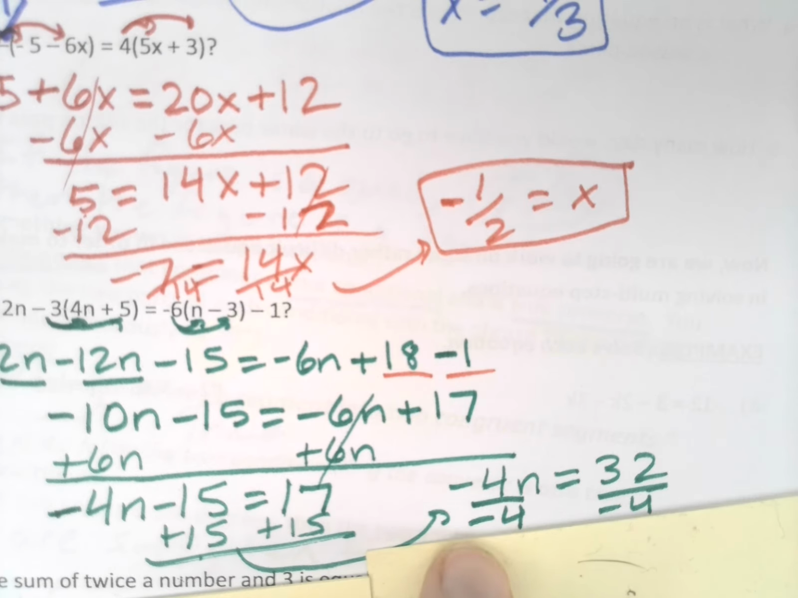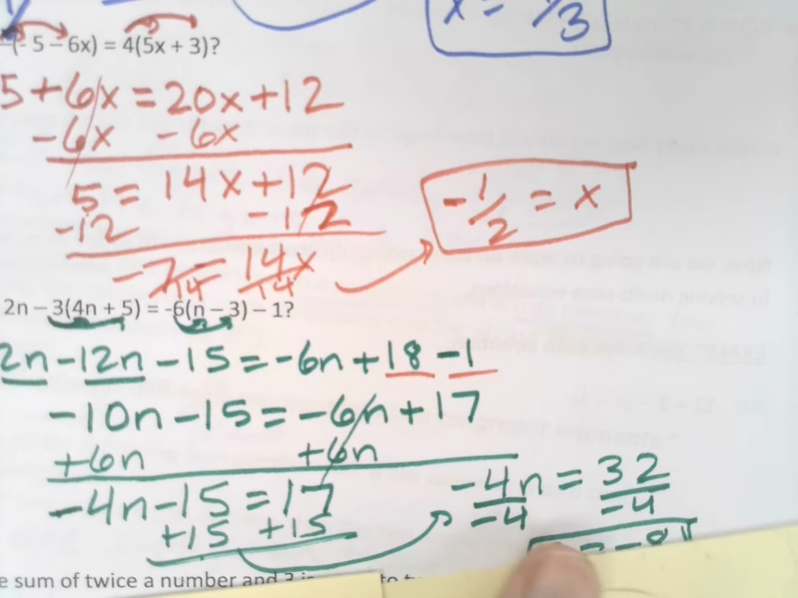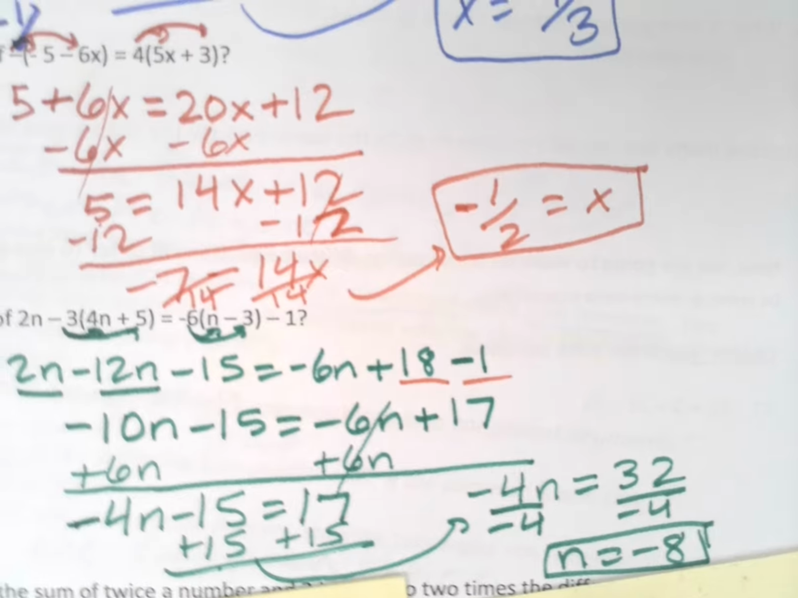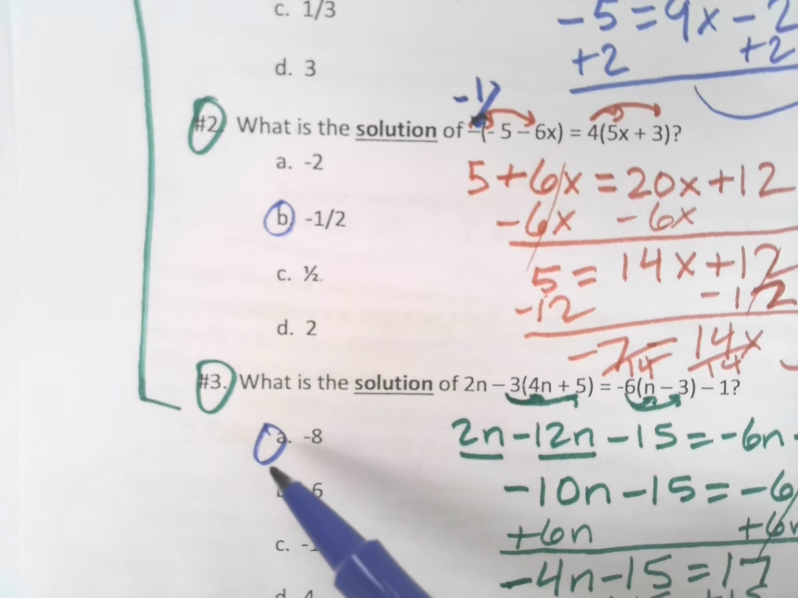So then we divide by negative 4. 32 divided by negative 4 is negative 8. And so that would be A.